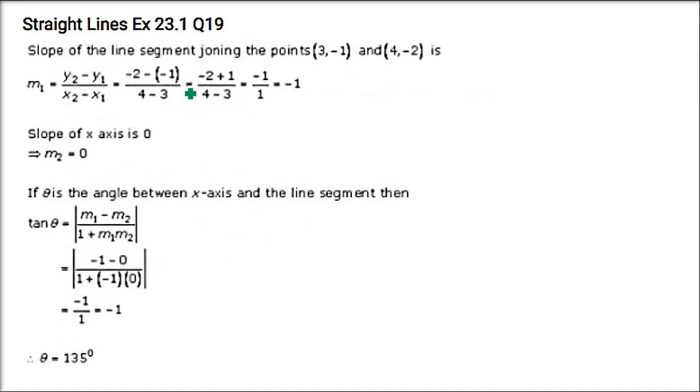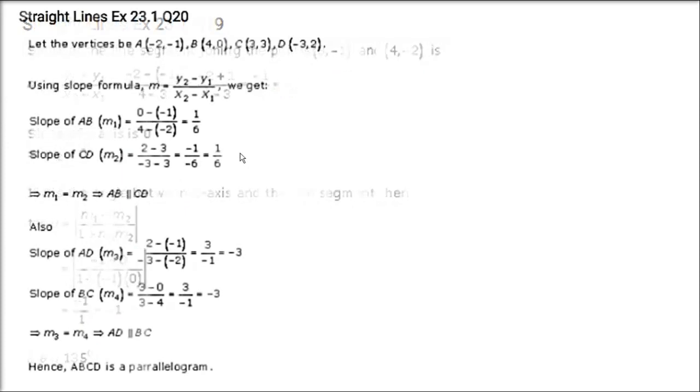Find the angle between the x-axis and the line joining the points 3, -1 and 4, -2. So same thing we have already done. So the slope of these two points is -1, and the x-axis slope is 0. So m1 will be -1, m2 will be 0, right? Now tan theta is m1 minus m2 by 1 plus m1 m2. We already know this formula. Put m1 as -1, m2 as 0, and tan theta will come -1. And we have seen that theta is going to be equal to 135 degrees. The explanation has already been given.